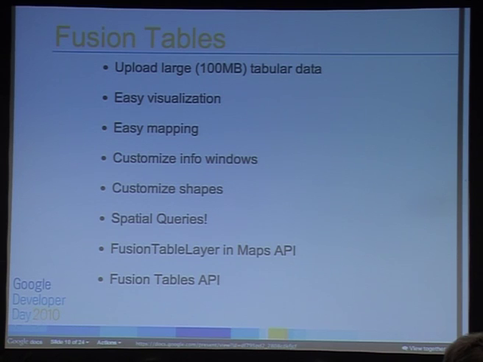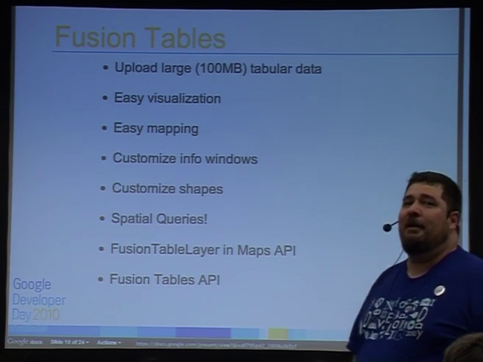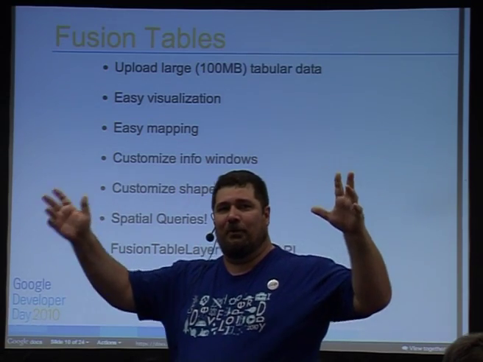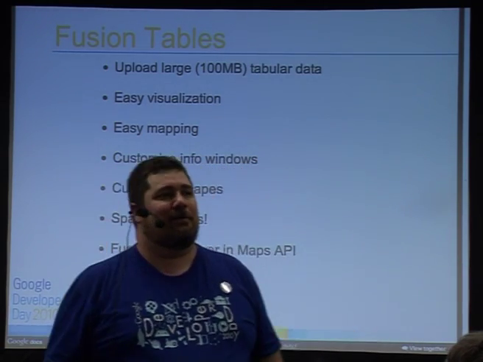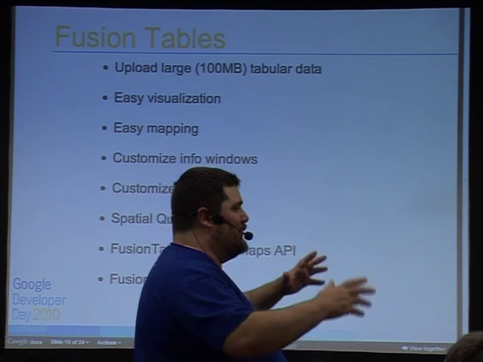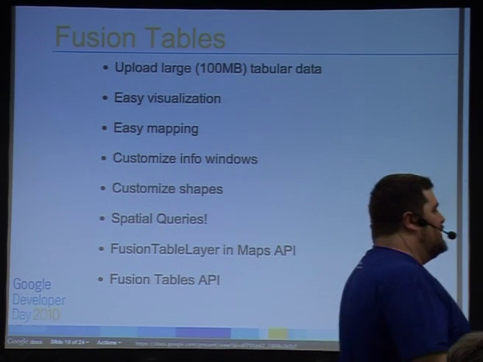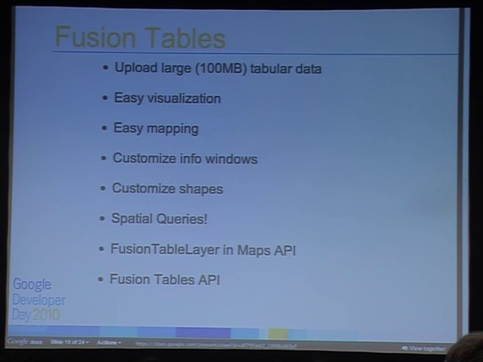We recently introduced spatial queries, which means you can do a bunch of things. I'll show you that. But basically, you can do things like, say, give me all the rows in this table that are in this bounding box. Give me all the rows that are within 5 kilometers of this central point. Give me the nearest 25 points to this one point. And you can integrate it with the Maps API.